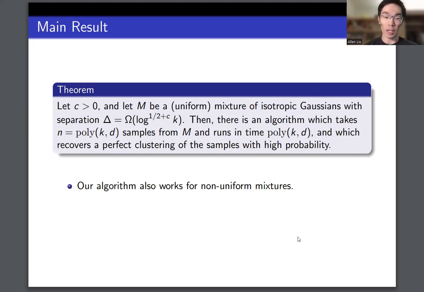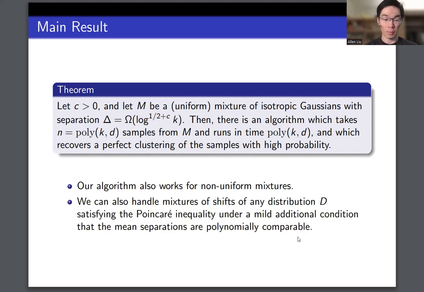I stated our theorem for a uniform mixture. Of course, our results all generalize to non-uniform mixtures, where everywhere you have k, you instead have k over the minimum mixing weight. We are also able to generalize the result to handle shifts of any distribution, so shifts of a fixed distribution D satisfying the Poincaré inequality. But for this generalization, we require a mild additional assumption that the mean separations are polynomially comparable, meaning that there aren't some means that are fairly close together and then some means whose separation is exponentially larger than that.